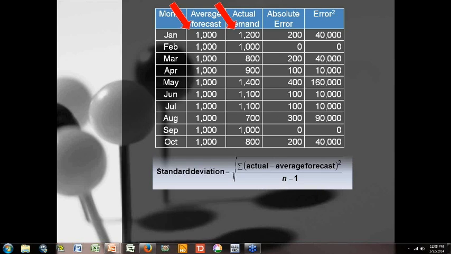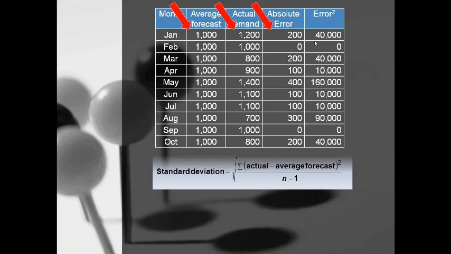So let's look in more detail here. The absolute error is how much any month's actual demand varied from the forecast. Forget about the plus or minus sign. We're looking for the quantity, not whether it was negative or positive. So in January, it deviated 200 pieces. In February, it was dead on the money. In March, it deviated 200 pieces. Now, January was a plus, March was a negative, but we're not worried about that. We need the number.